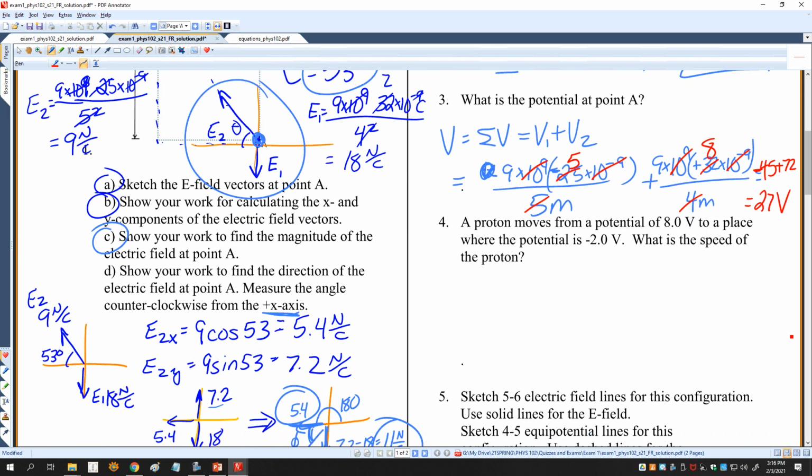A proton moves from a potential of 8 volts to a place where the potential is 2 volts. What is the speed of the proton?